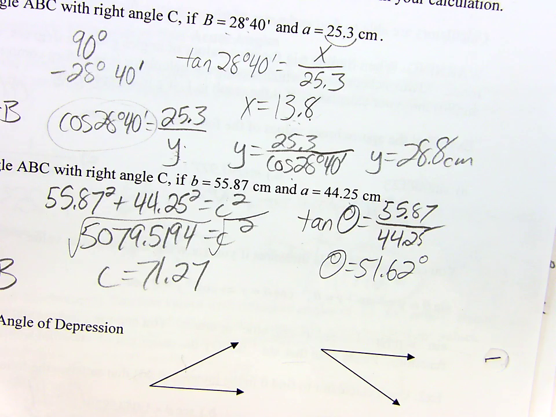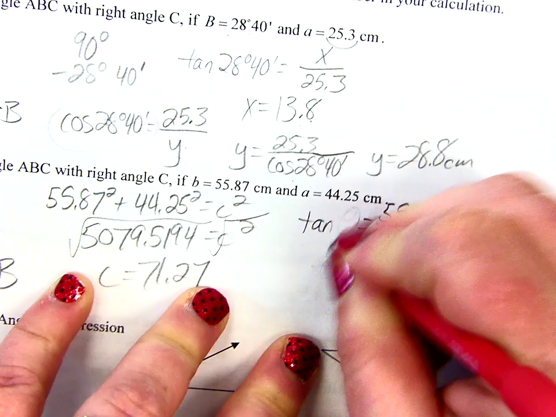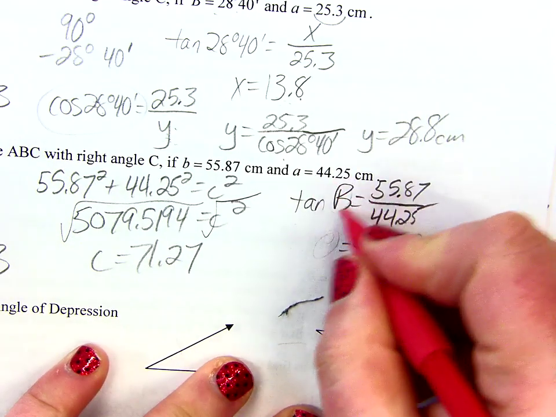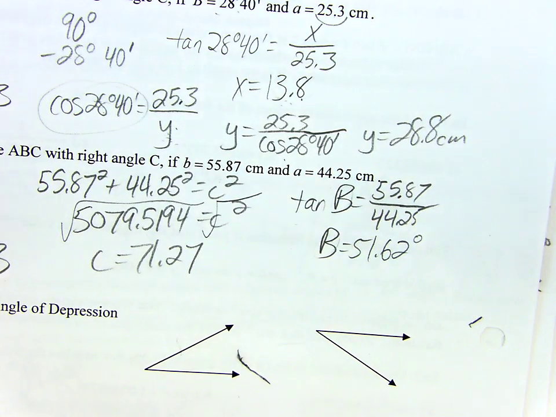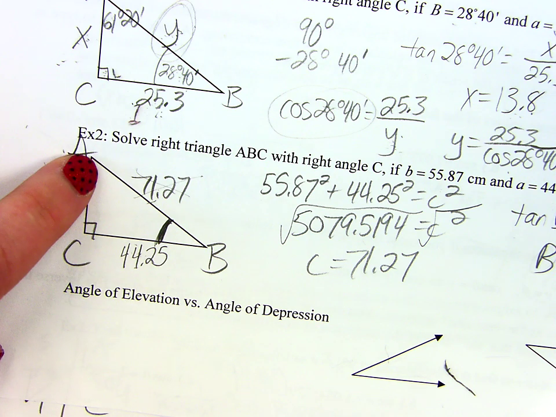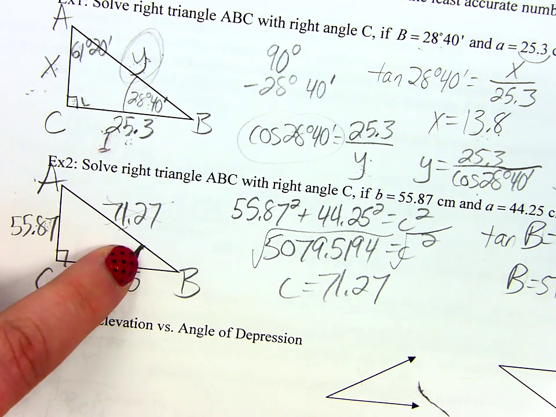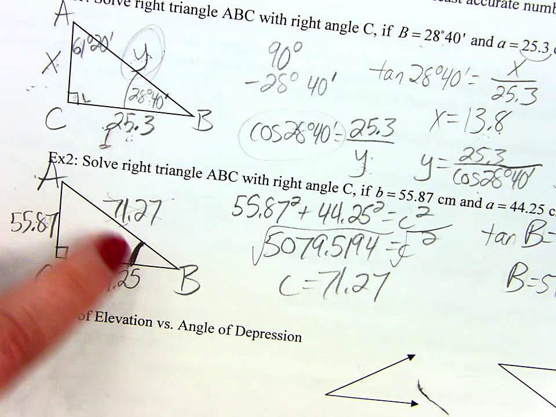So now I have angle B. Actually, maybe I shouldn't call it theta. I'll call it B just so I keep organized here. Because I do still need A. So I have some options. I could go ahead and do a ratio again using these two sides, so angle A would be tangent inverse of 44.25 over 55.87. But I do know that B is 51.62, so couldn't I just subtract it from 90 and get this?